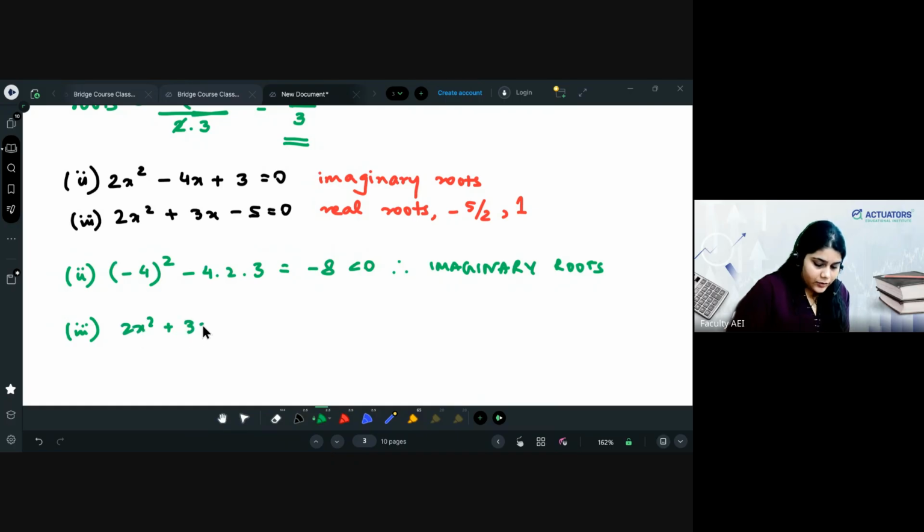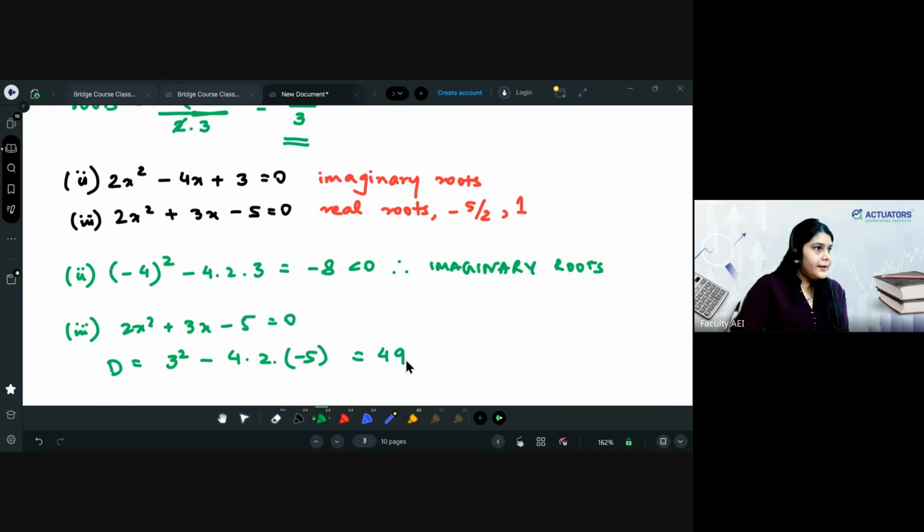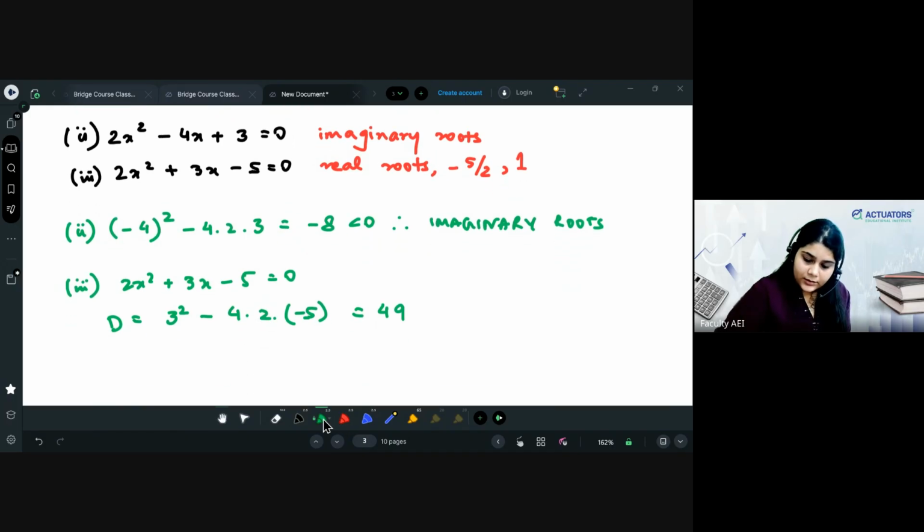2x square plus 3x minus 5 is equal to 0. Discriminant is b square minus 4 into a into c. 3 square is 9 and 4 twos are 8, 8 into 5 is 40, minus minus plus, so 49, which is greater than 0 and not equal to 0 also, therefore real unique roots.